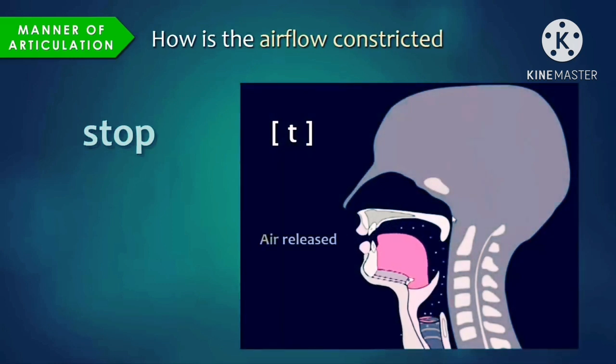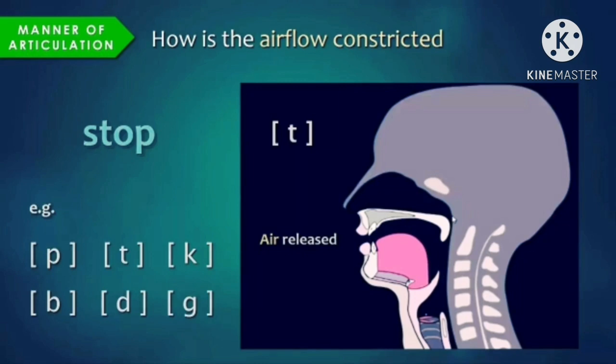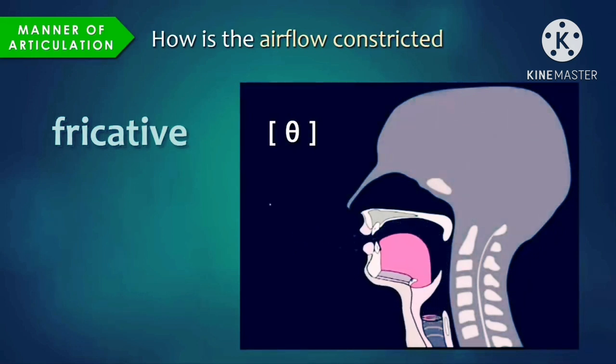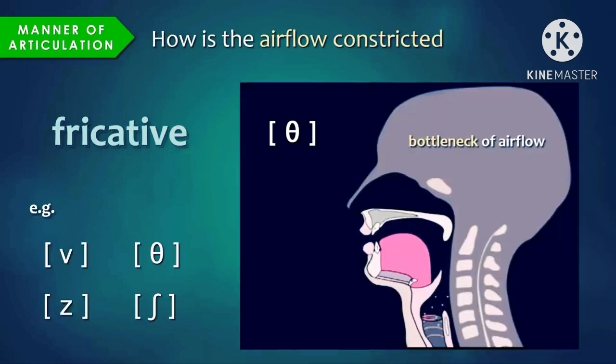Stop sounds result from a complete constriction of airflow followed by a release of that air, such as p, t, k, b, d, g. Fricatives are sounds produced when the tongue approaches but doesn't make contact with the place of articulation, causing a bottleneck of the airflow. This gives the sound a friction-like quality, such as v, z, sh.